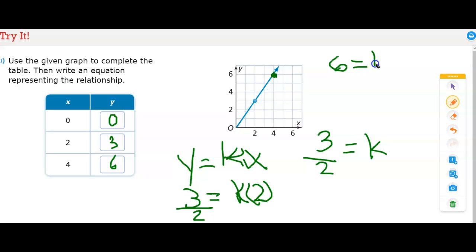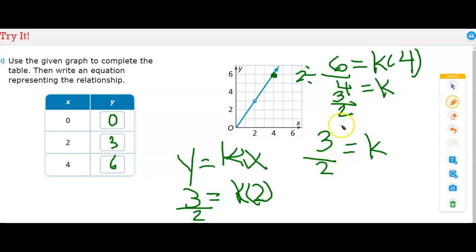Now we're going to take the next value, which is 6 as y, and we're going to use 4 as our x. And we're going to solve for k again. So we're going to do the inverse, which is divide. So we're going to divide both sides by 4. So we have 6 divided by 4 is equal to k. And if we simplify 6 over 4, we're dividing by the greatest common factor of 2. And we're going to get 3 over 2 again, which is that same value of k we got with the first set of numbers.